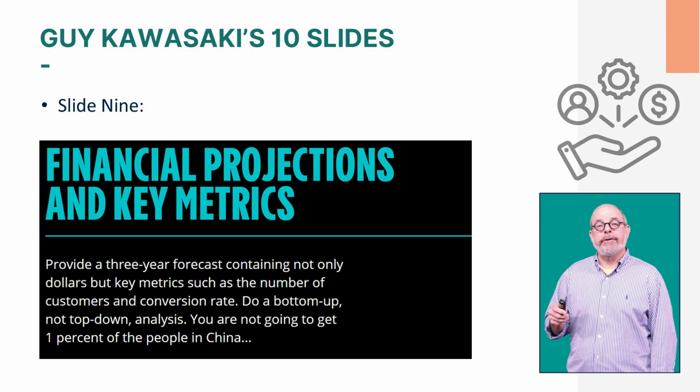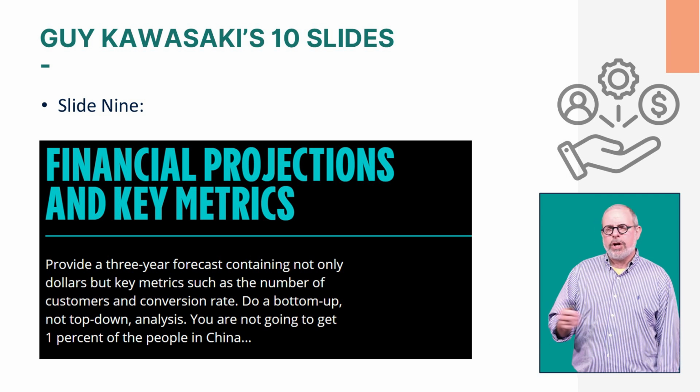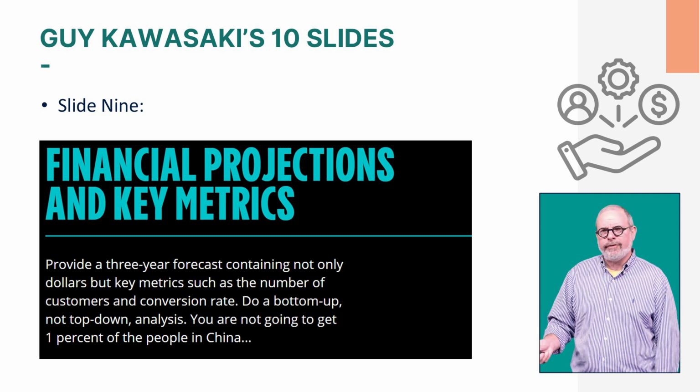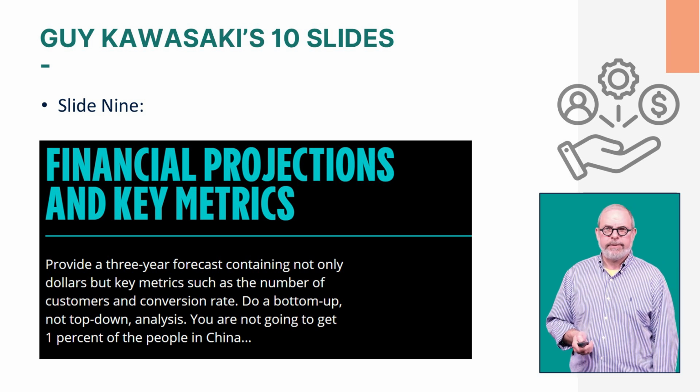Slide 9 are your financial projections and key metrics. Once again, show a 2 to 3 year forecast. Do this in a creative visual way. Don't show a blow up of your actual cash flow or projections or an Excel spreadsheet. Find a way to do a visually pleasing way of showing your key metrics and your financial projections.